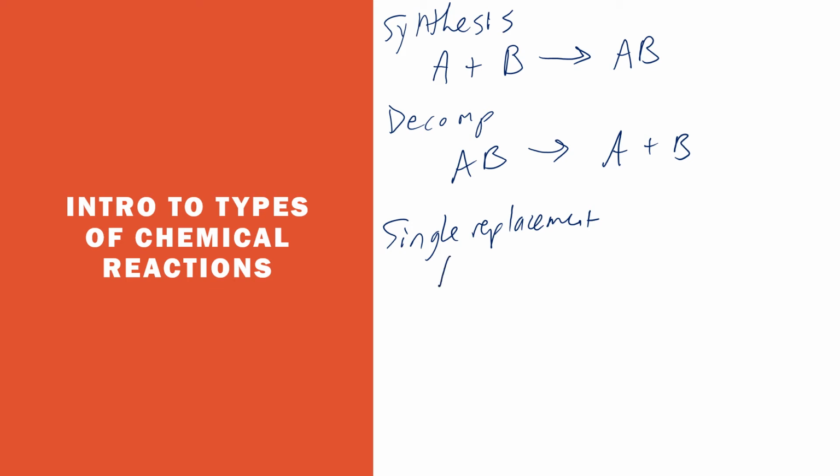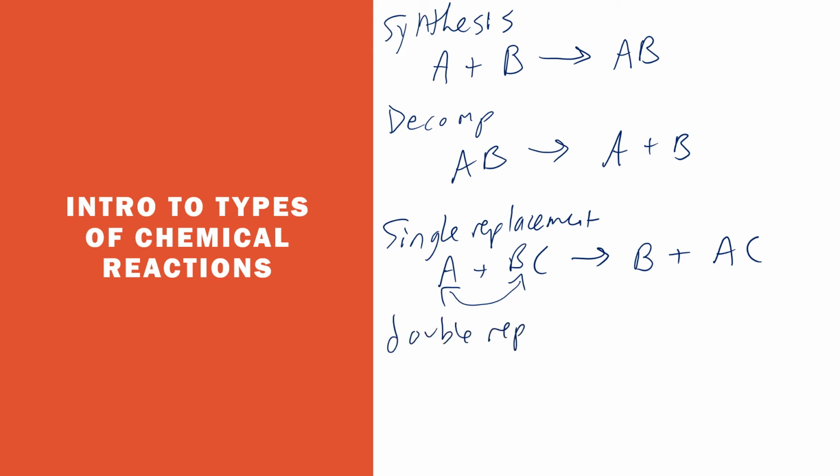Single replacement is where you have an element reacting with a compound, and the element is switching places with one of the elements in the compound. So you'll wind up with something like this. So you can see how it's changing its location. That's single replacement.